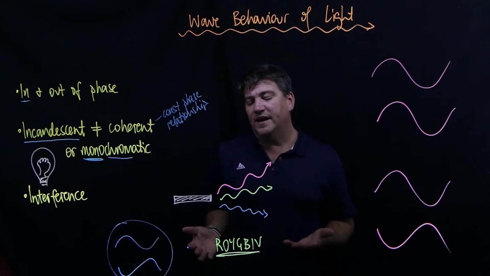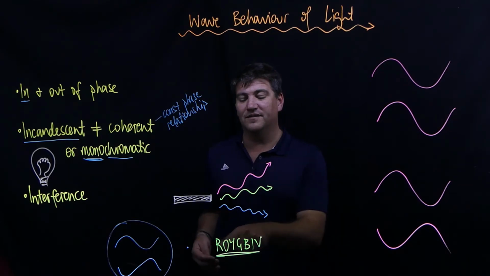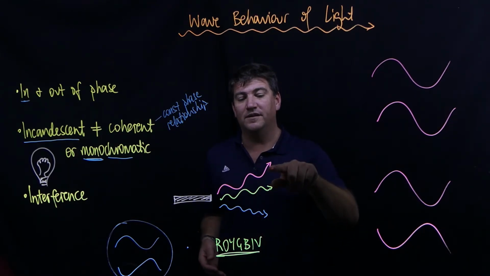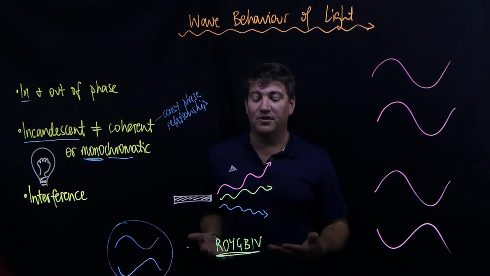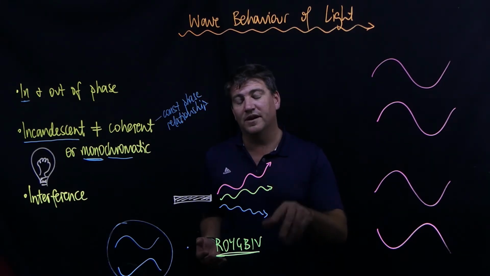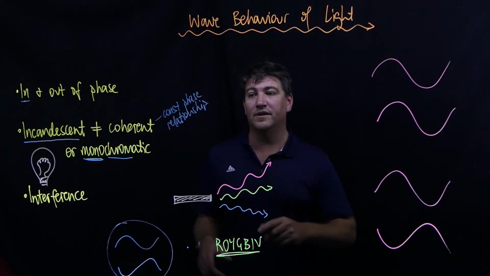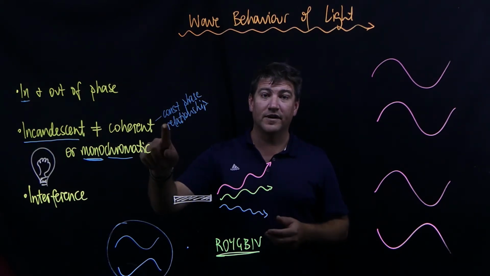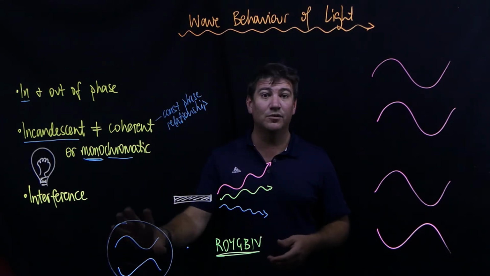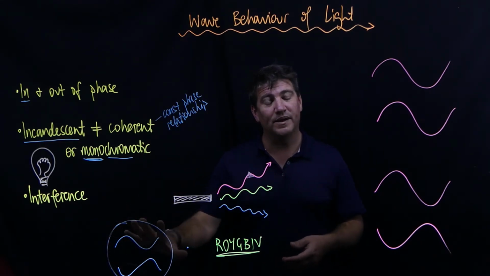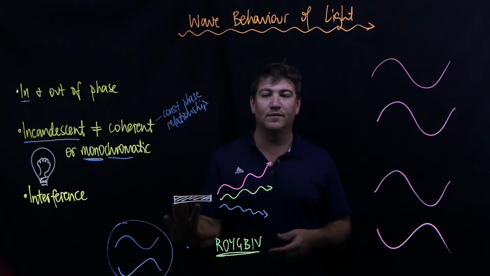What that means is that because all of these colours have different wavelengths, you'll see the red one is longer than the green, which is longer than the blue. Because they're all different colours, they're all different frequencies, they've got different wavelengths, they're not able to maintain a constant phase relationship. Even though they could be in phase or out of phase at any given point, they're not able to maintain that relationship.